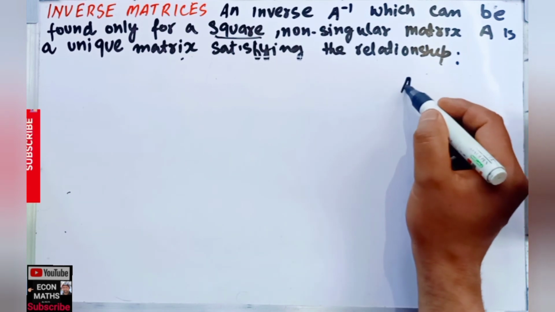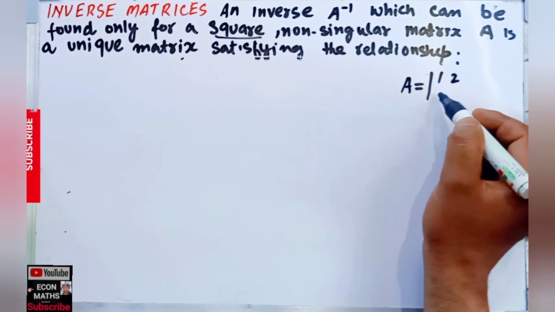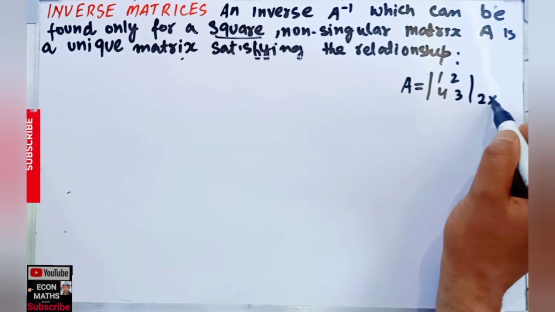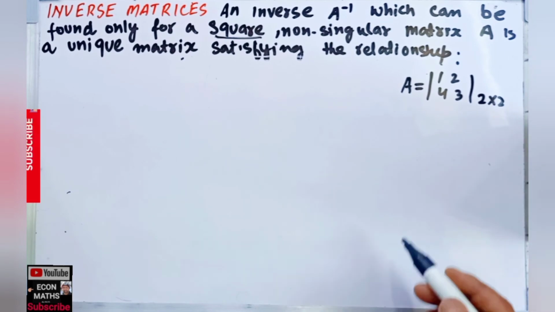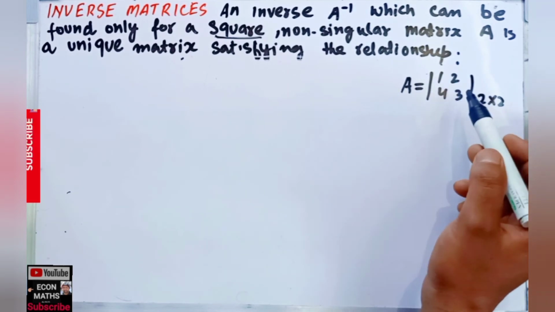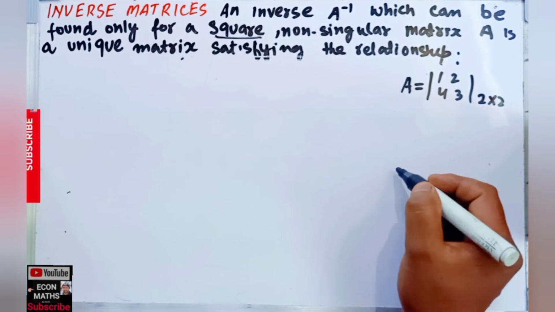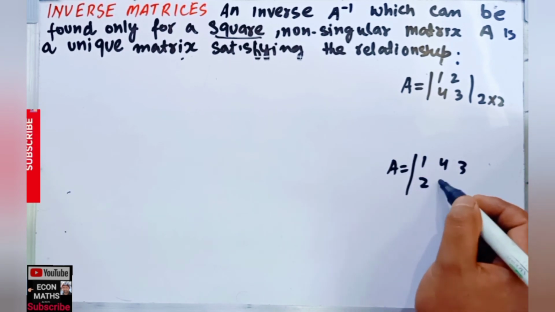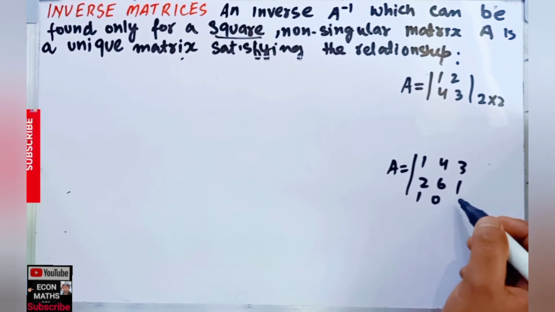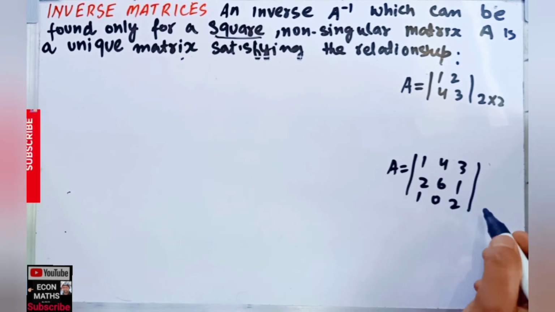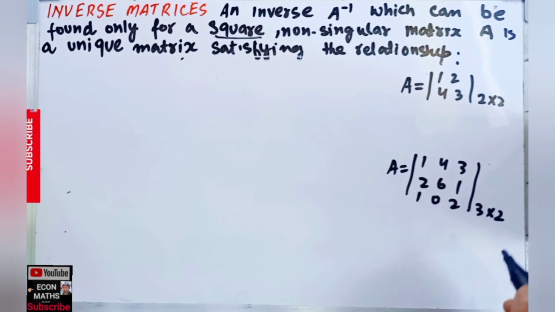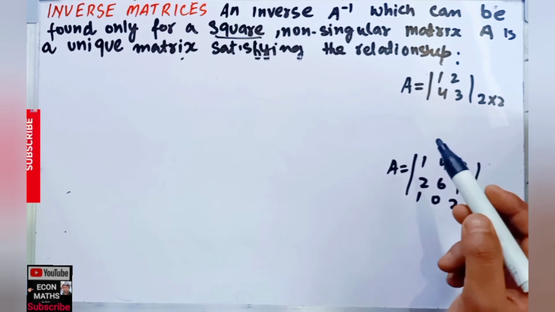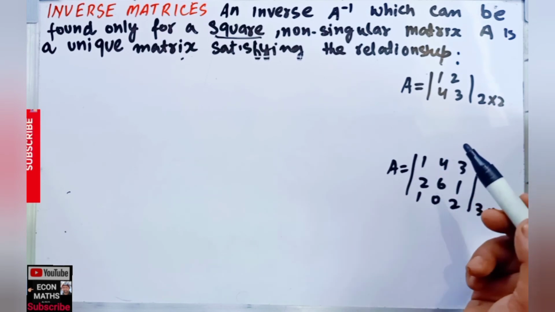That is, if I have a matrix like this, 1 2 4 3. This is a square matrix of order 2, which is denoted by 2 by 2. Now we can find an inverse only for a square matrix, and another example could be 1 4 3 2 6 1 1 0. Now this is also a square matrix of order 3 by 3. So we can find an inverse only for a square matrix.